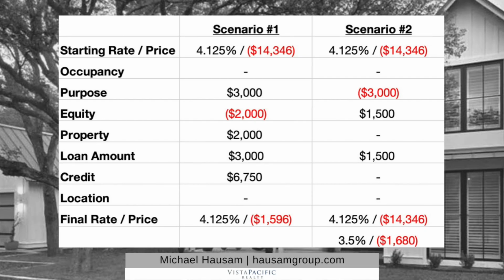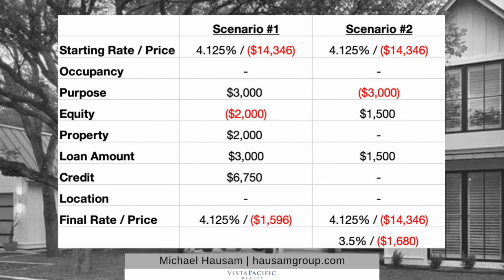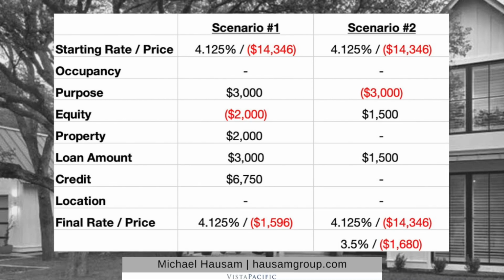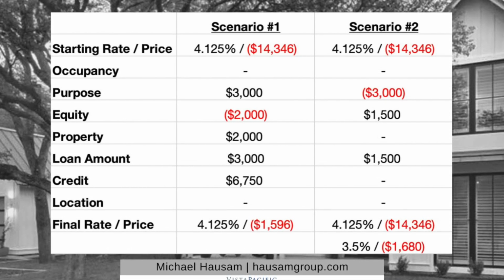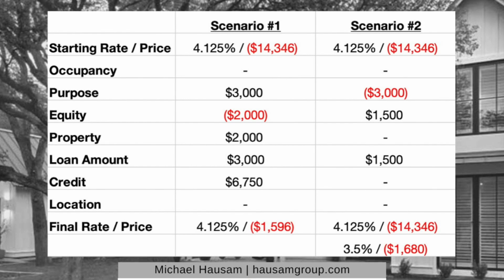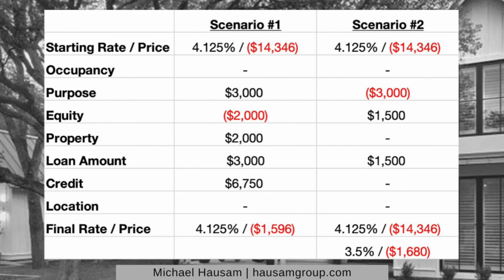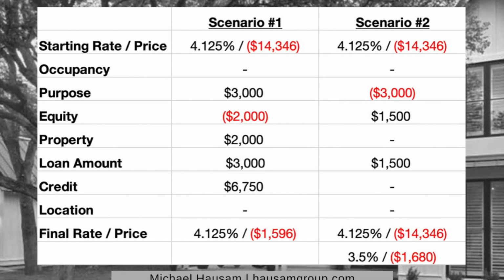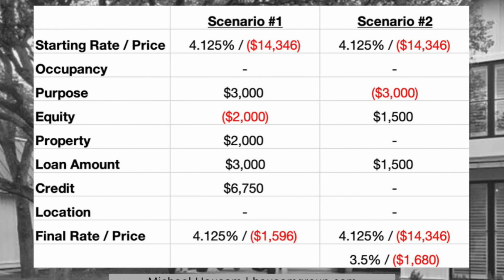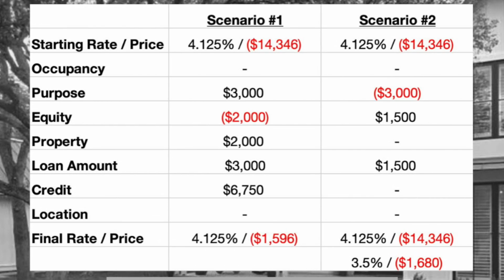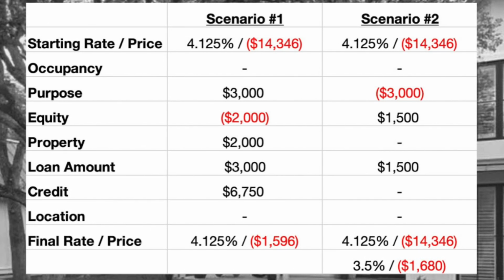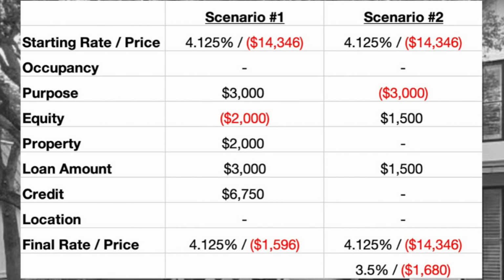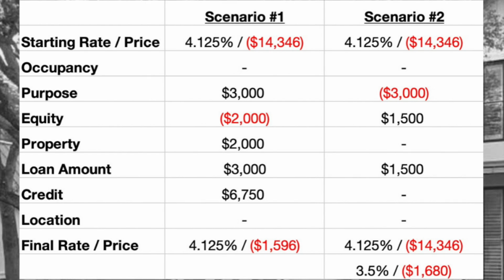So here's a side-by-side comparison of the results. Note that they both start out with the exact same rate and fee. And by the way, I'm showing here the dollar amounts for the fee instead of the percentage, so it's easier to understand. But then the pricing changes based upon the purpose of the loan, the loan to value, the type of property involved, the loan amounts involved, and the credit score. When you get down to the very end, look at the difference in the rates. Utilizing the roughly same credit on the $600,000 loan, scenario number 1 would have an interest rate of 4 1/8, but scenario 2 would have an interest rate of 3 1/2.